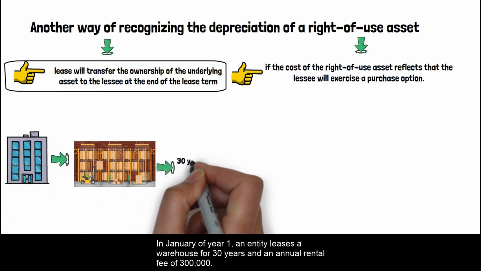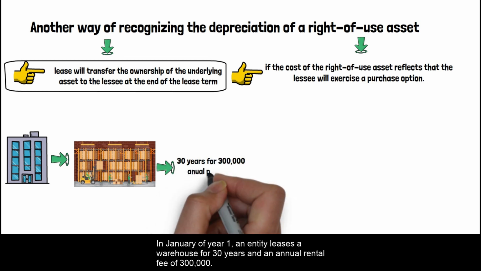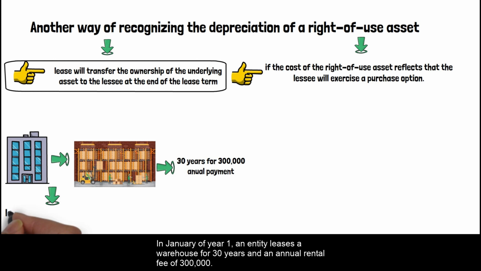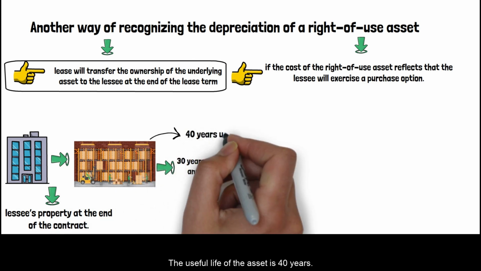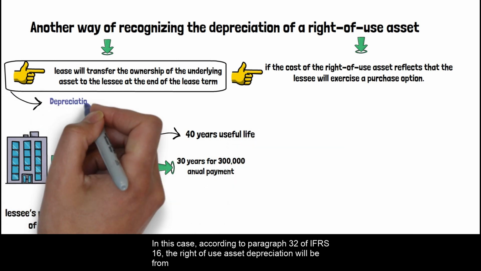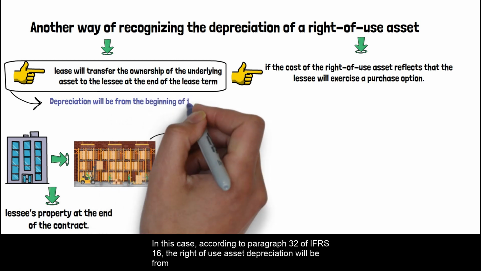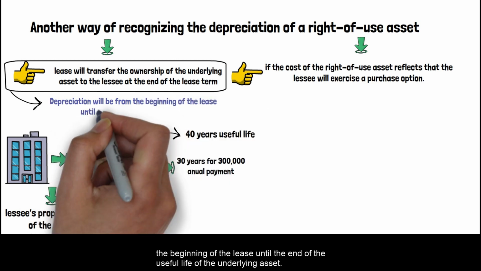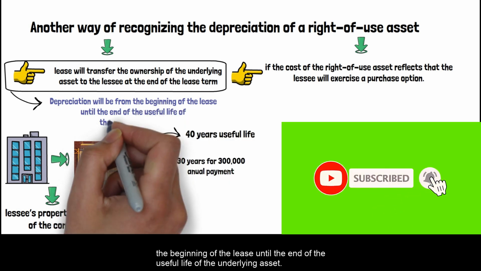In January of year 1, an entity leases a warehouse for 30 years and an annual rental fee of $300,000. The agreement establishes that the asset will become the lessee's property at the end of the contract. The useful life of the asset is 40 years. In this case, according to paragraph 32 of IFRS 16, the right-of-use asset depreciation will be from the beginning of the lease until the end of the useful life of the underlying asset.